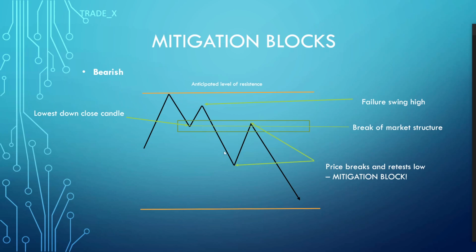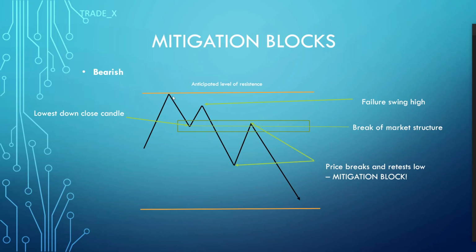It's at this point where people who went long here are going to want to mitigate their losses when price retraces back up into this mitigation block. And the mitigation block is the lowest down close candle within this section of price action here. And again, we will show this in charts very, very shortly. And then you're taking your entry off the mitigation block. So when price returns into that lowest candle, that is your entry to go short. Okay, so that is a bearish mitigation block.